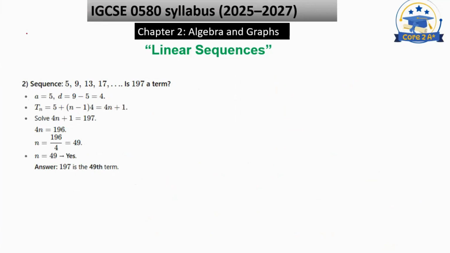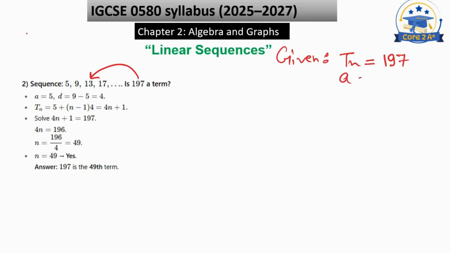Okay, this is question number 2. Here we have a linear sequence and it is asking whether 197 is a term. It means, will it lie in this sequence or not? So what is given? Given Tn or An, whatever it is in your notebook, you need to follow that.